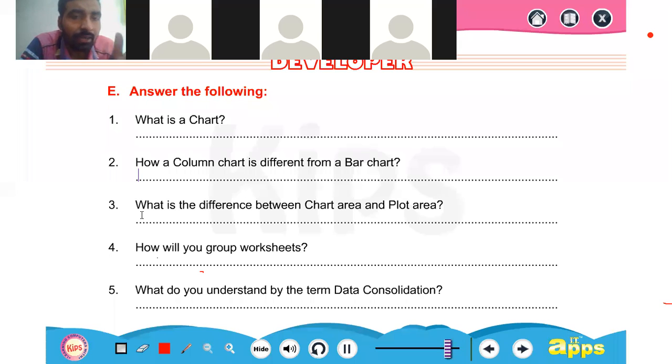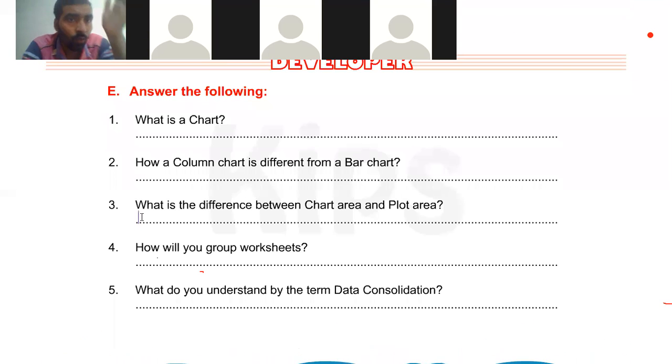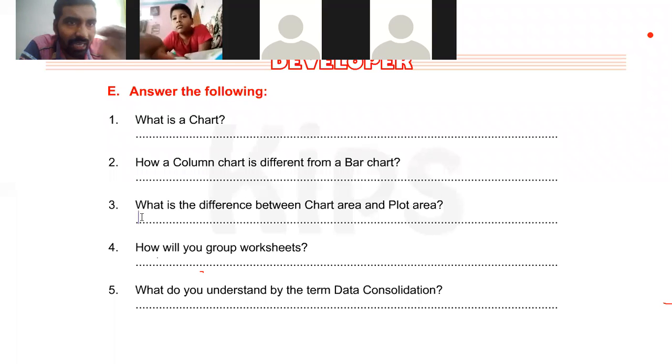Once again I tell, column chart displays the data vertically. First difference I am telling, column chart displays the data vertically. Bar chart displays the data horizontally. Second difference, column chart shows the value on x-axis and bar chart shows the value on y-axis. Remember this. Sorry, it is wrong. Column chart shows the value on y-axis and bar chart shows the value on x-axis. This is the answer.